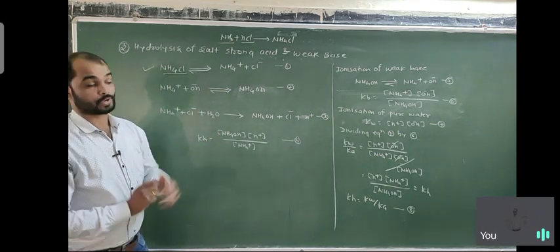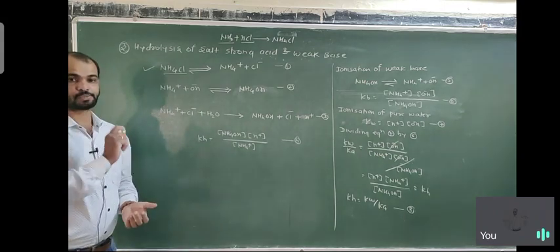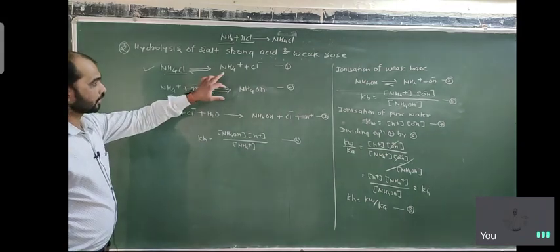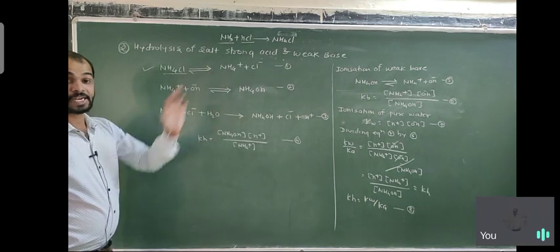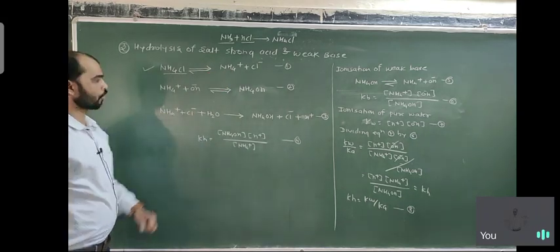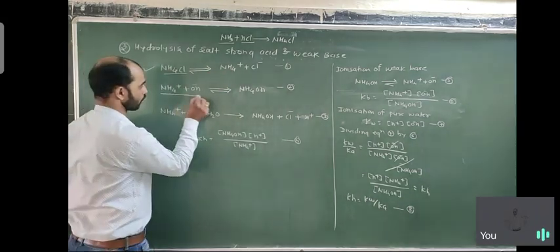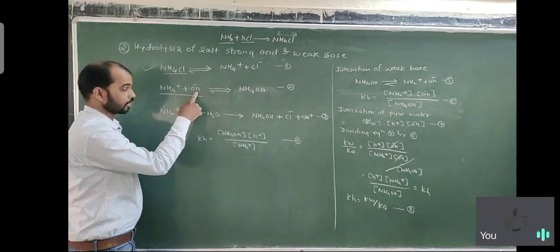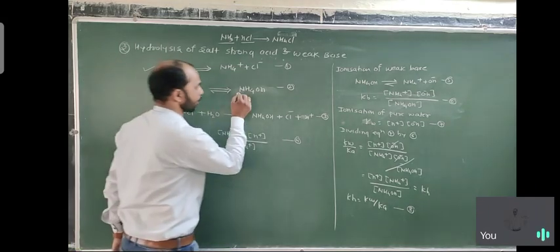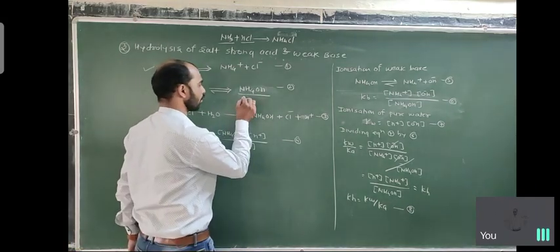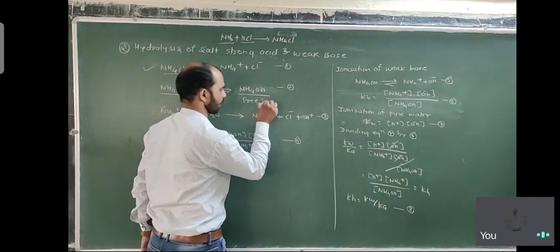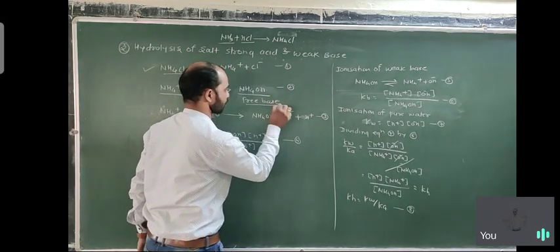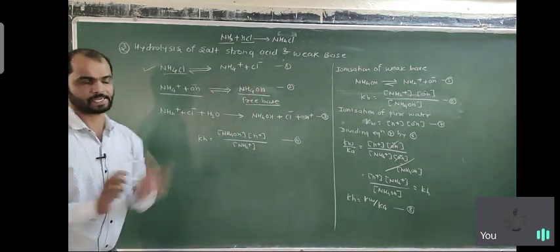Okay, so when water is dissociated into H plus and OH minus, the NH4 plus of the salt reacts with the OH minus of the water. So NH4 plus of the salt and OH minus of the water react together and form ammonium hydroxide, the free base. A free base is produced. It is the second equation.